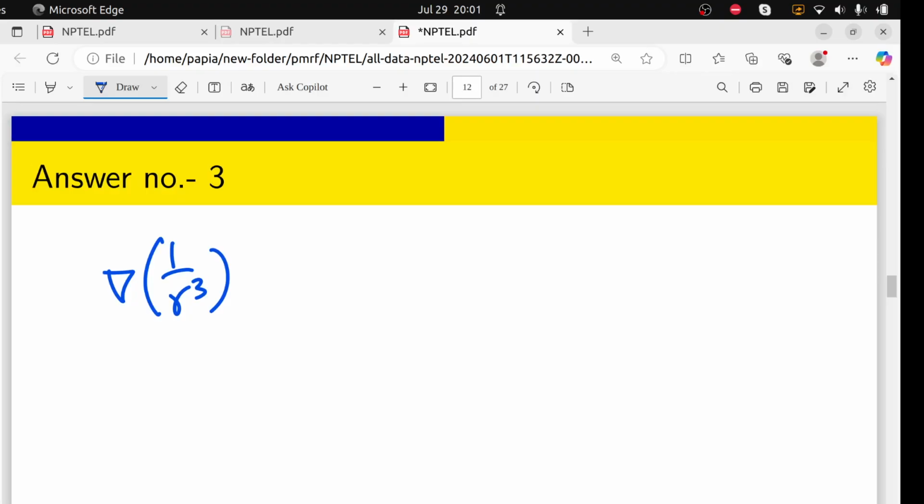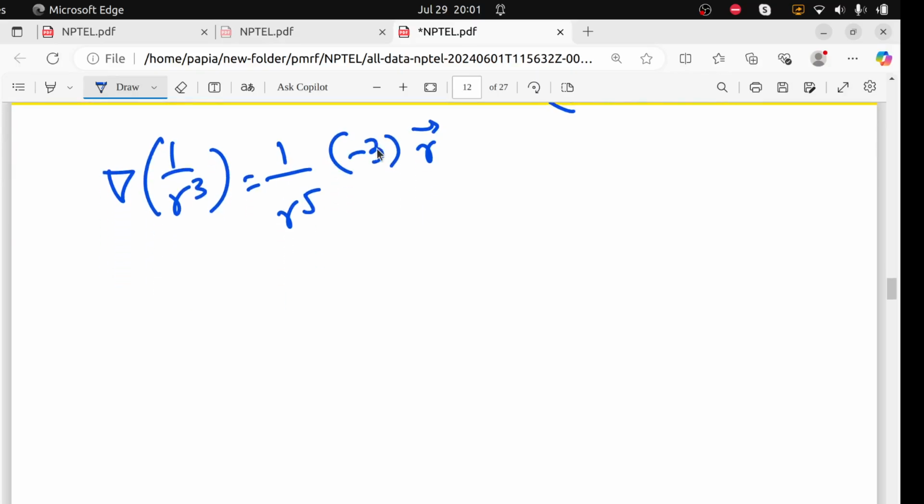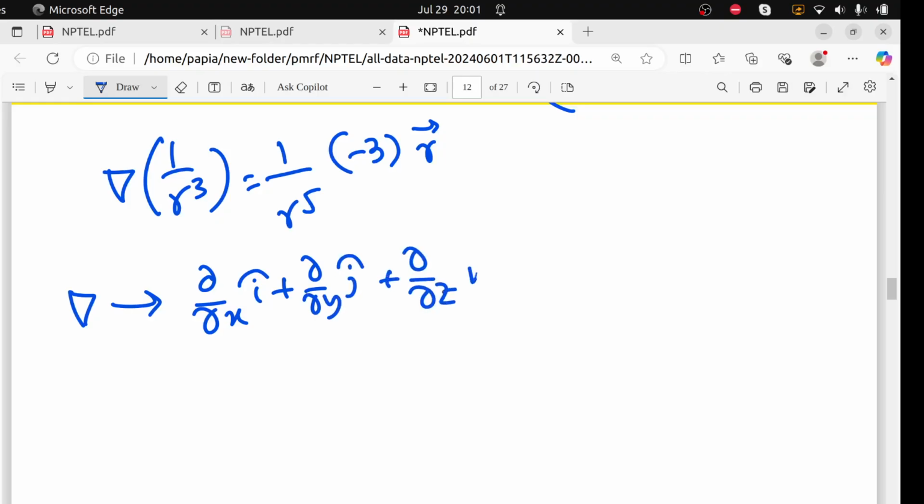But yeah, so I am writing here for this one only and this one. This one is very simple. This one is giving 3 in this case, right? And this one is giving 1 by r to the power 5 and minus 3 and then r vector. So how is it giving? So del, this one is nothing but del x i cap, del y j cap, del z k cap. Del you can understand, this is a partial differentiation. Del means partial differentiation. If I write d, that is a total differentiation.